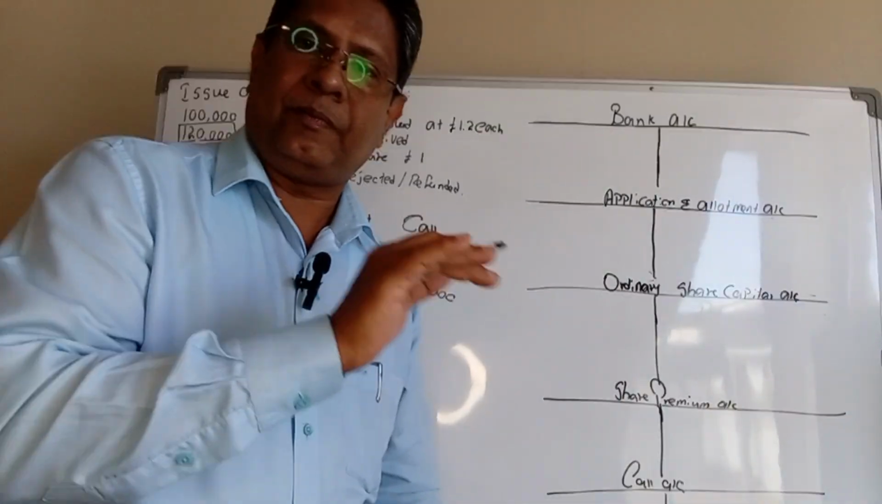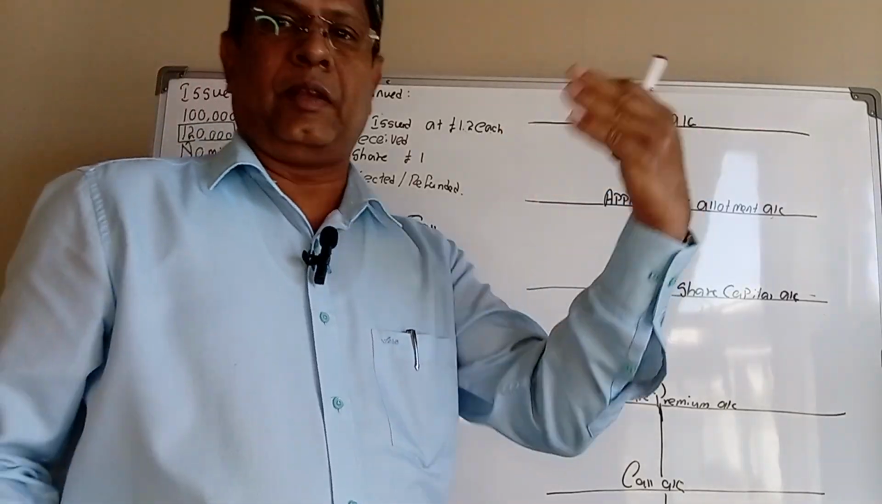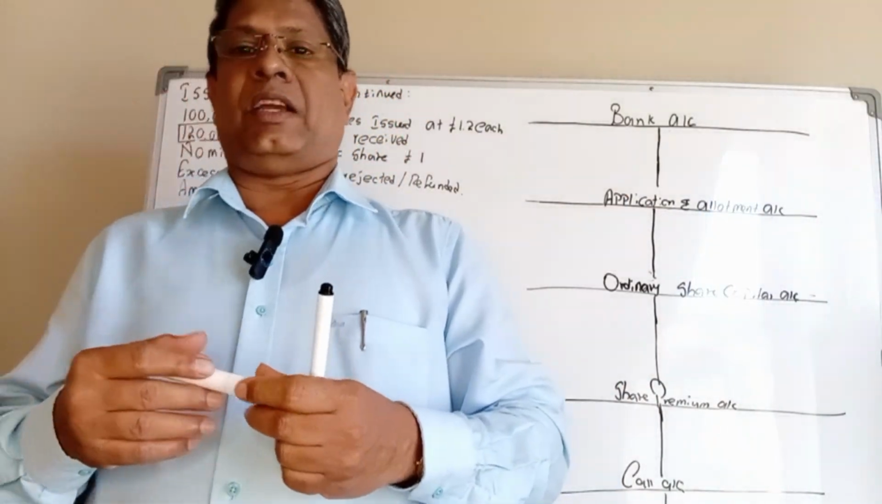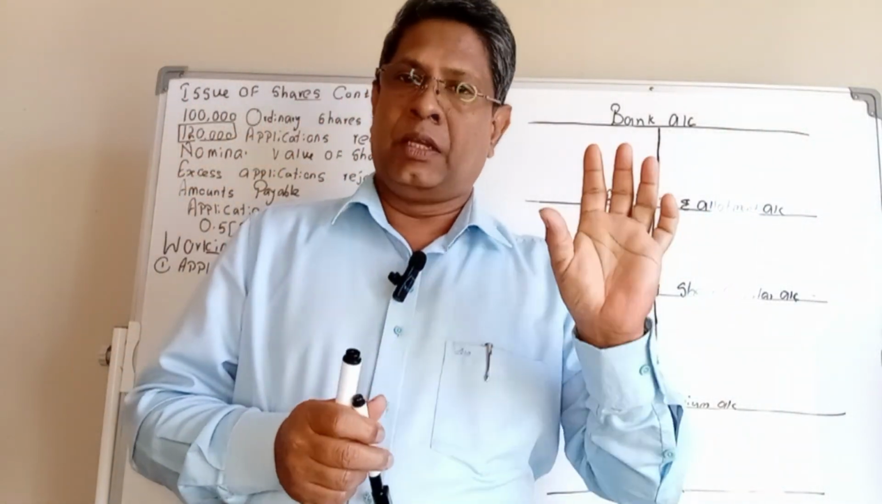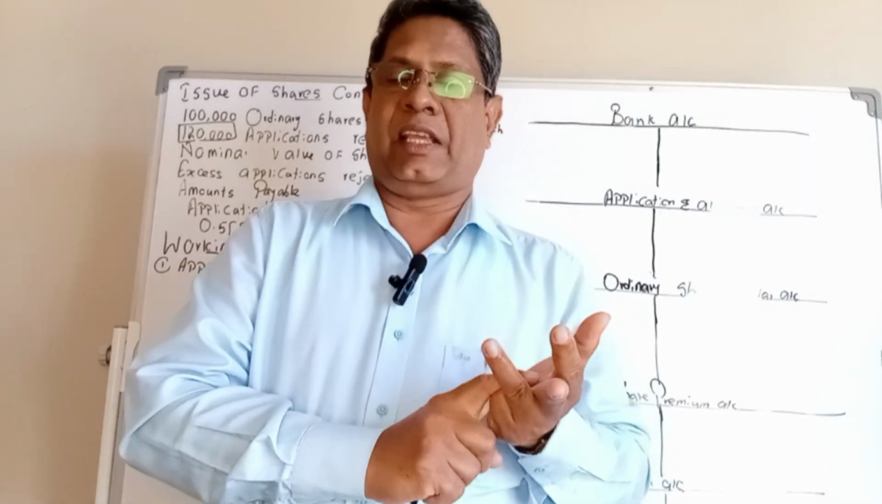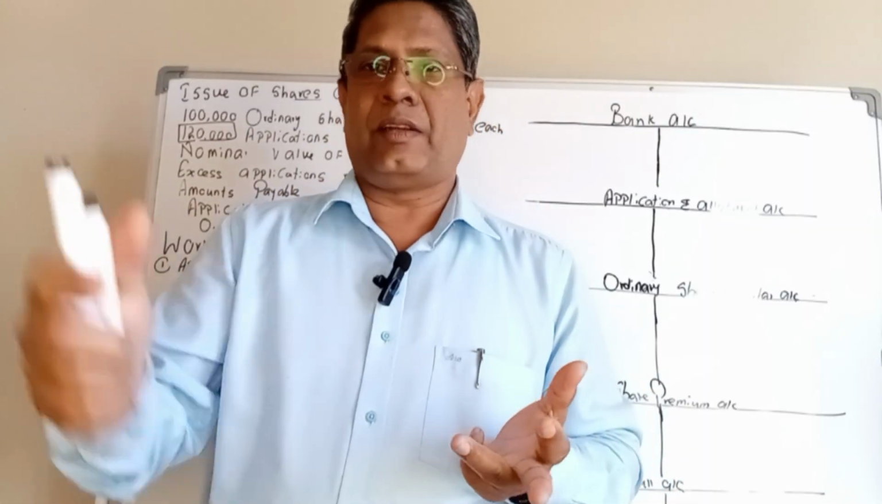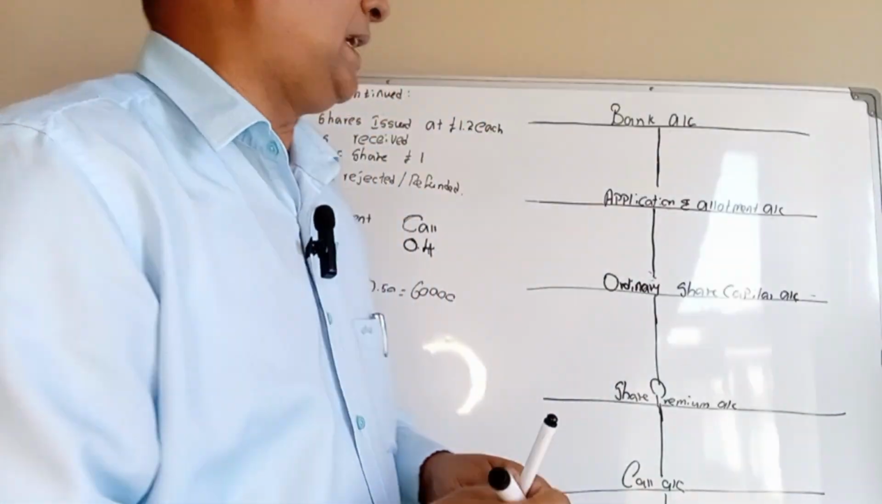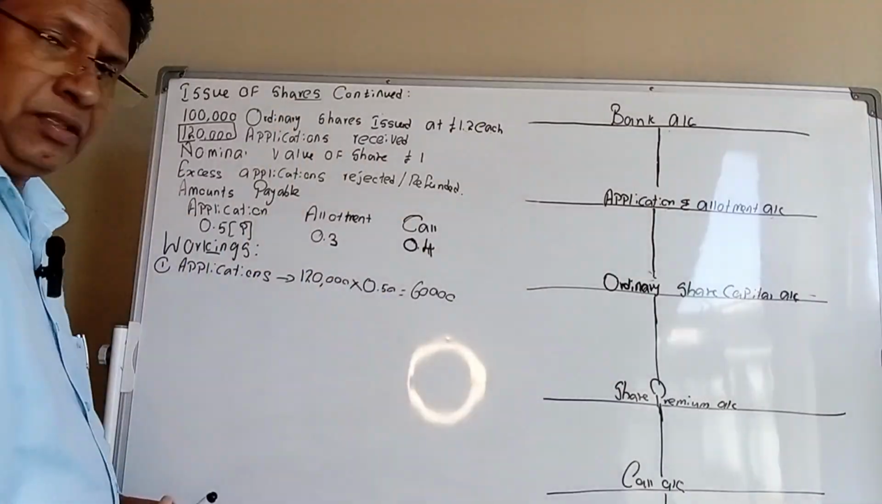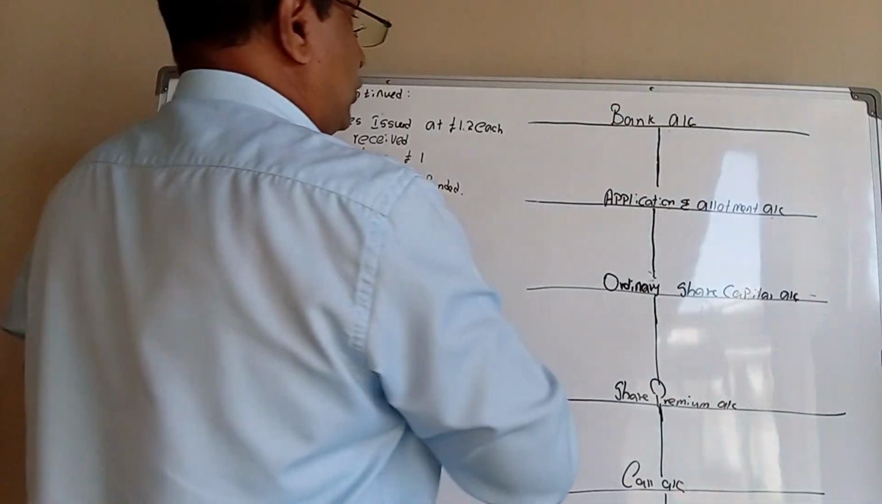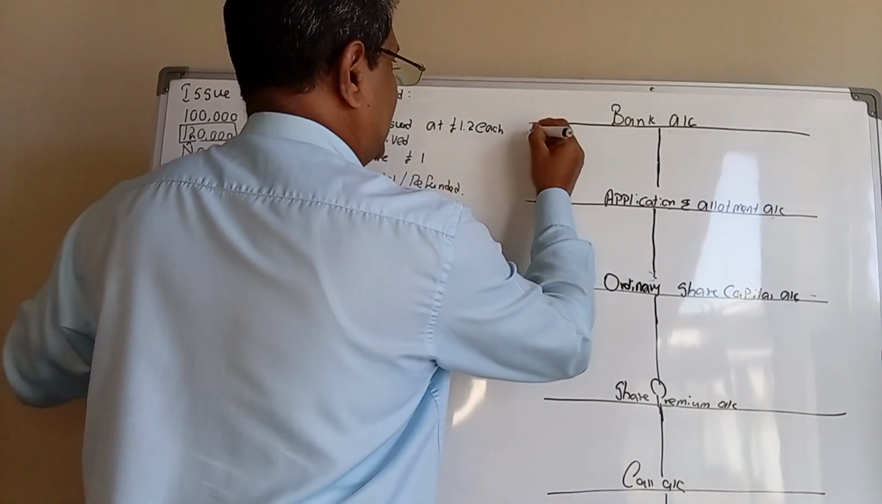There's a cash inflow. Therefore, when shareholders buy shares, as I told you in the IPO process, once they fill in the application and submit it, they have to pay the amount that is required. So in this case, they are paying £60,000. Your bank is going to be debit.